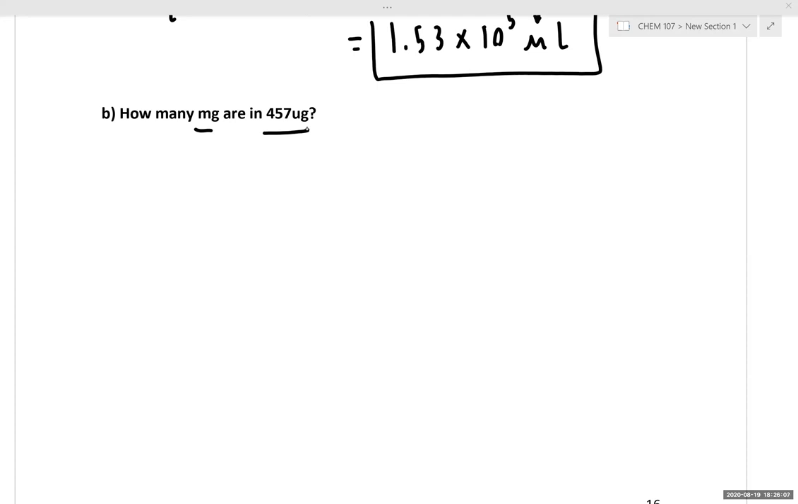Unit conversions are going to be the backbone of the first half of this class, so it's really important that we have this skill developed.